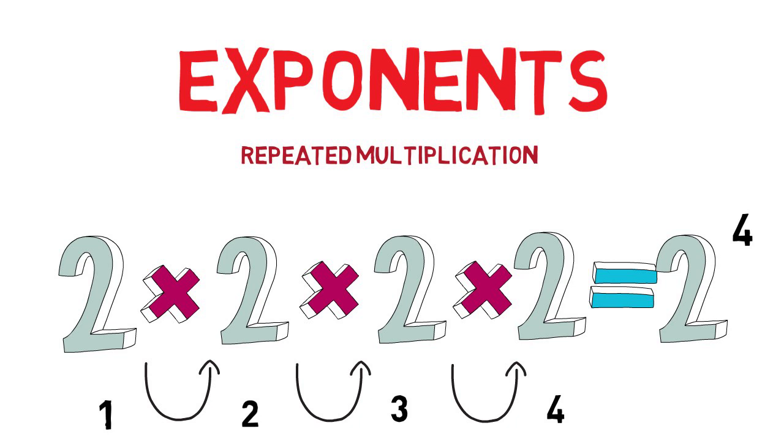Also, some terminology that goes along with exponents. Our little number up top is called the exponent or power, and the big number in front of it is called the base. So in this example, 4 is our exponent and 2 is our base.